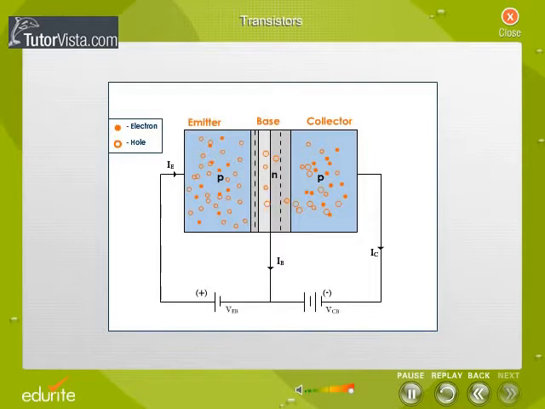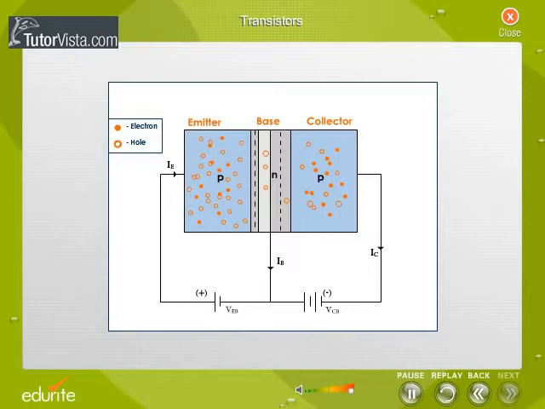Only a few holes are able to combine with the electrons in the base region, giving only a small base current, IB, because the base is lightly doped and very thin. Most of the holes coming from the emitter are able to diffuse through the base region to the collector region. In the collector region, these holes see the favorable negative potential, and hence they easily reach the collector terminal to constitute the collector current IC.